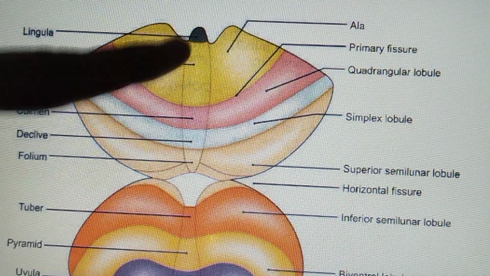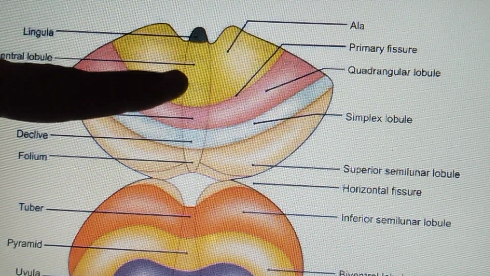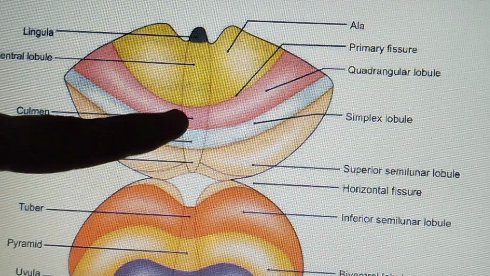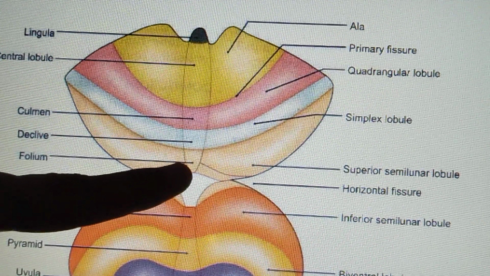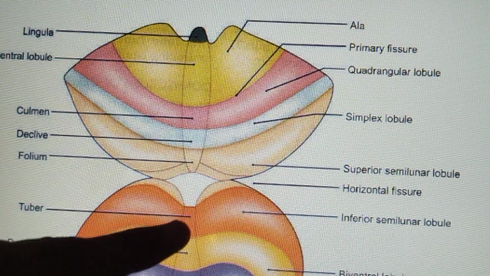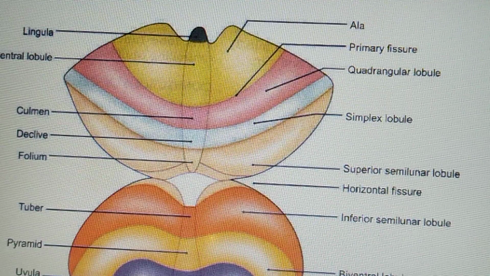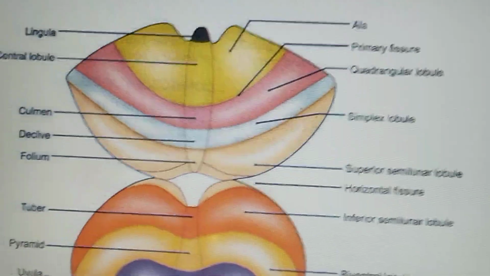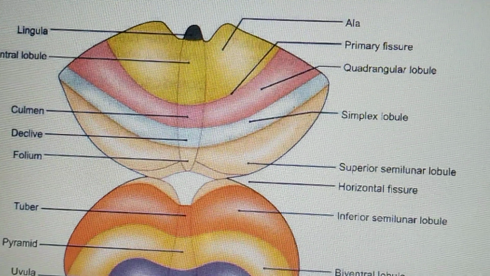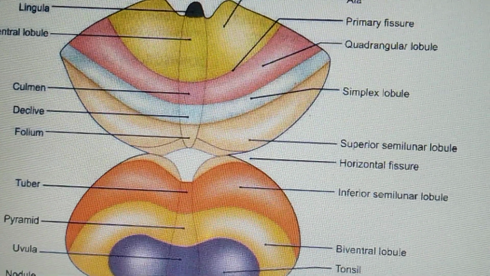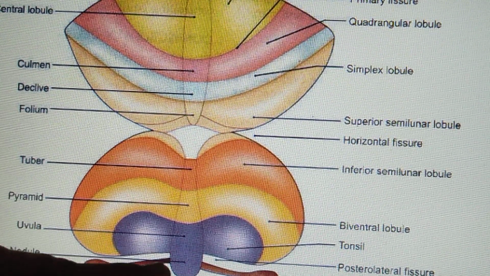In the vermis, the different parts are, first the lingula, then central lobule, then culmen, declive, then folium. Then on the inferior surface it will be tuber, pyramid, uvula, and the last one is the nodule. You can see the nodule part.